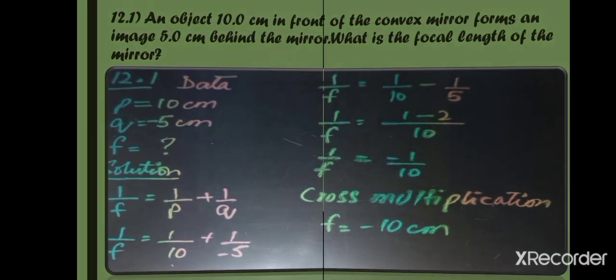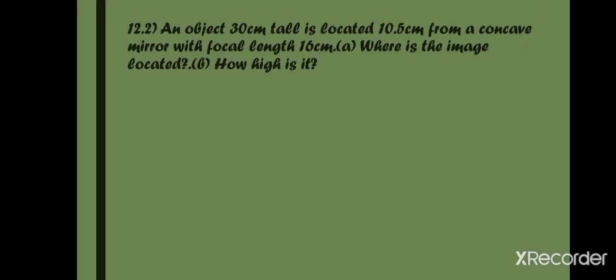That was 12.1. 12.2: an object 30 centimeter tall is located 10.5 centimeter from a concave mirror with the focal length 16 centimeters. Where is the image located? How high is it? Now, first thing is an object 30 centimeter tall. From the word tall, you can easily guess that 30 centimeter is the height of object represented by h naught. Is located 10.5 centimeter means it is the object location represented by P from a concave mirror. Now, a concave mirror is given with the focal length 16 centimeter.